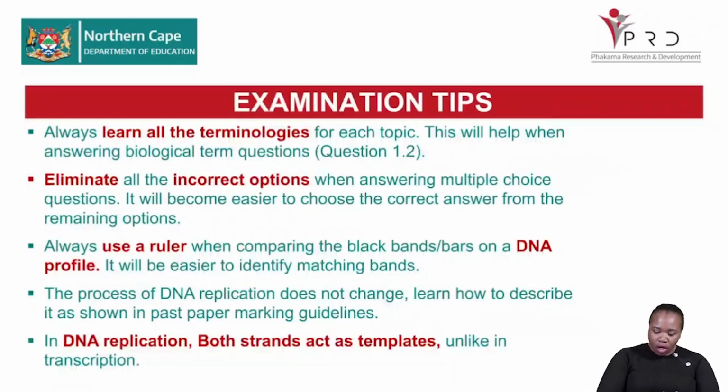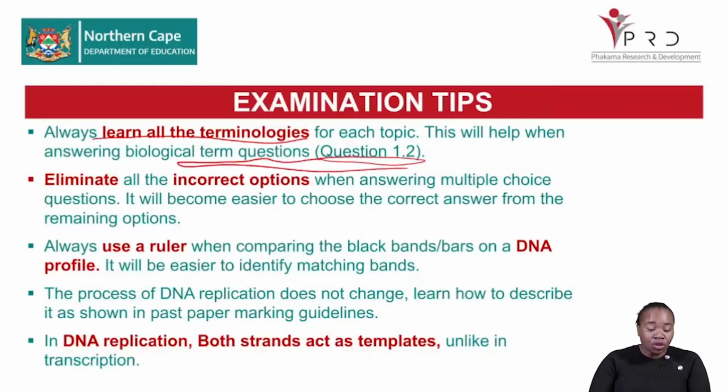All right, moving on. You must always learn all terminologies for every topic. Even with DNA replication, even with DNA profiling, we have terminologies. Make sure that as you prepare for every topic, the terminologies are the first thing you go through, so that as you're going through your work, you know exactly what they are referring to when they use certain terminologies. Make sure you know that. This will also be useful when you answer question 1.2 in your exam, which is based on terminologies only. So you can score about 10 marks on terminologies.